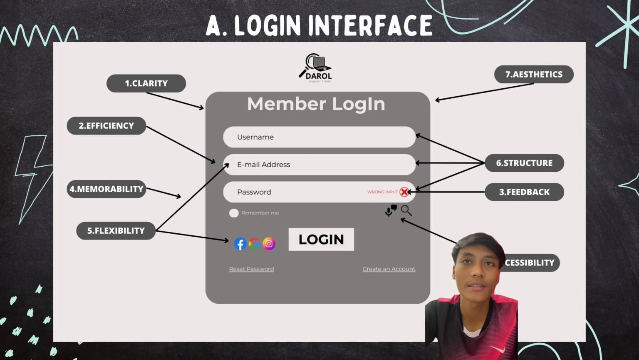Number 7 is aesthetics. The login interface should be aesthetically pleasing. It should use colors, fonts, and images that are visually appealing and consistent with the overall design of the app.